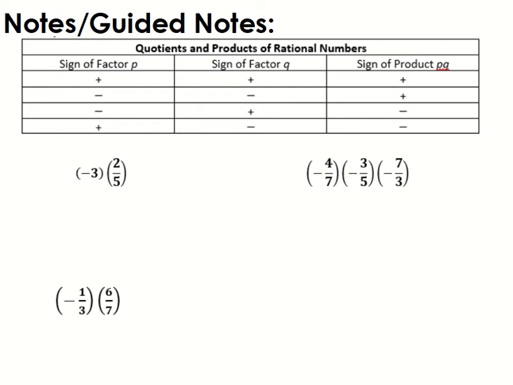For quotients and products of rational numbers, I just put that back up there to remind you, we just use our normal integer rules, and this works for division and multiplication. So remember, a positive with a positive makes positive, a negative with a negative makes a positive, negative with positive makes negative, and positive with a negative makes negative. Even if we're dealing with fractions, we use our integer rules as well. So we have -3 times 2/5.